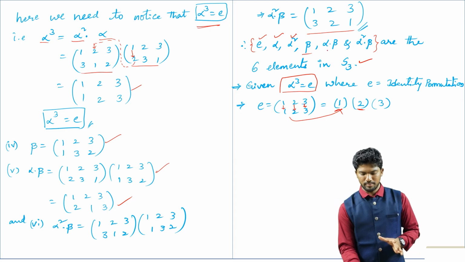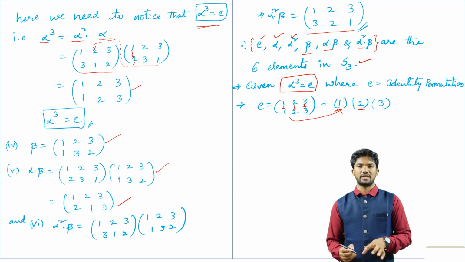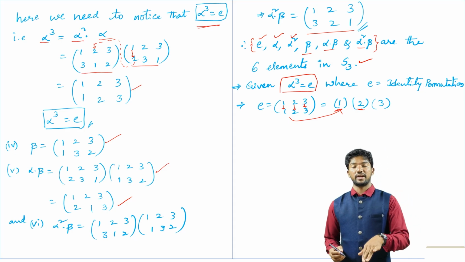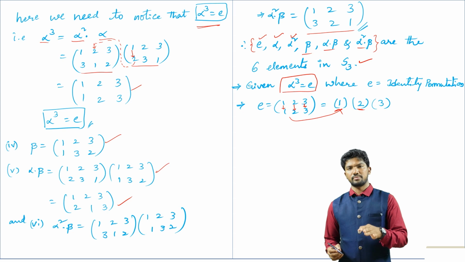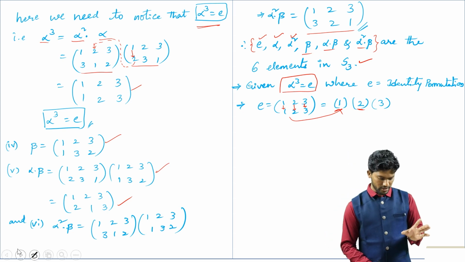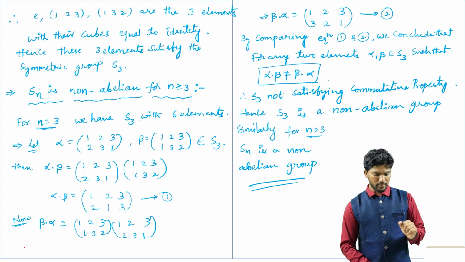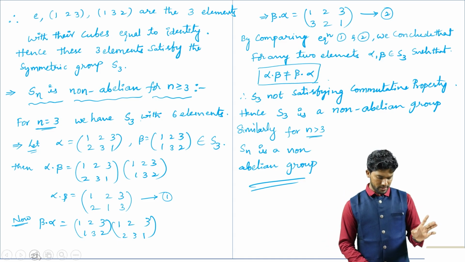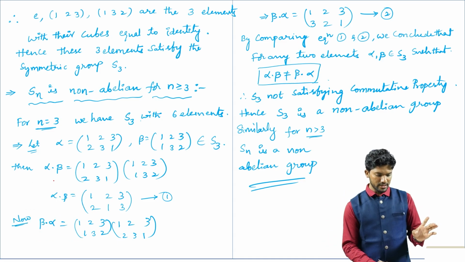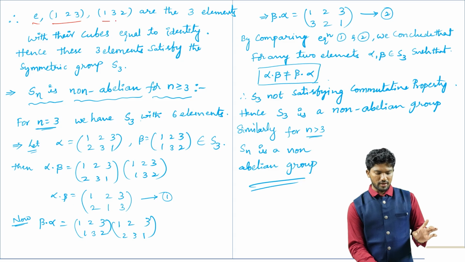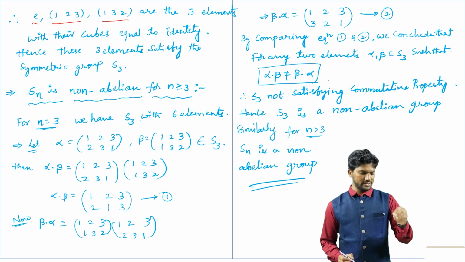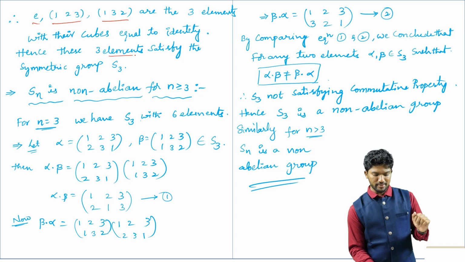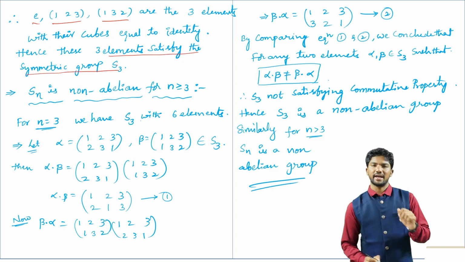Next you can also check beta, alpha into beta, alpha square beta. You will not get the identity permutation. Beta cube, alpha into beta whole cube, alpha square into beta, you will not get the identity permutation. Those only 3 permutations give alpha cube is equal to E. So therefore we can clearly say that E, (1 2 3), (1 3 2) are the 3 elements with their cubes equal to identity. Hence these 3 elements satisfy the symmetric group S suffix 3.